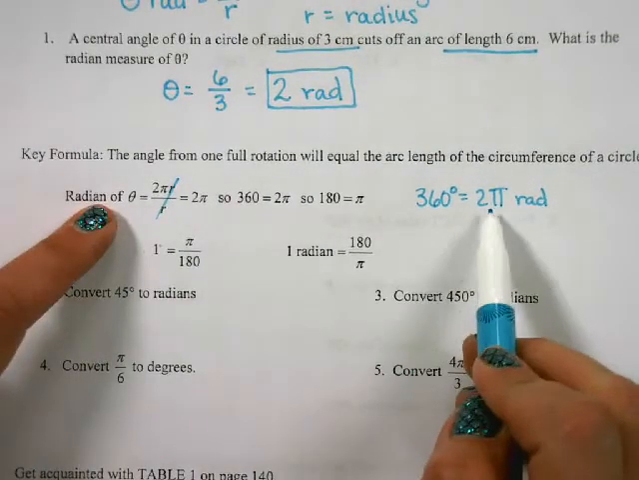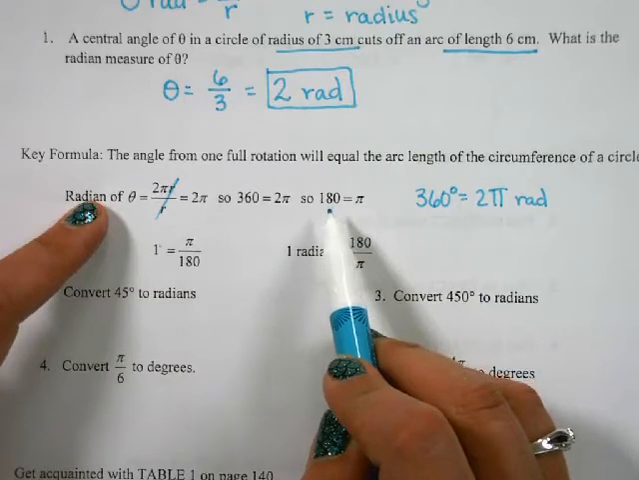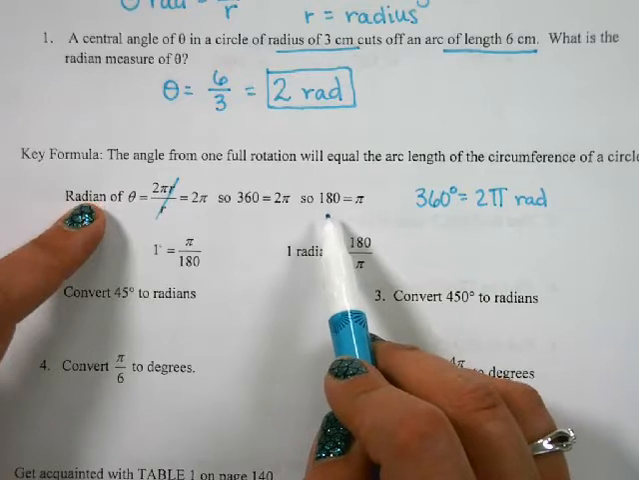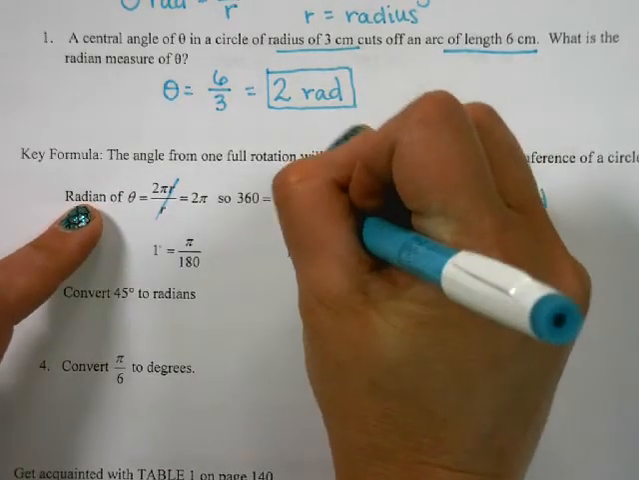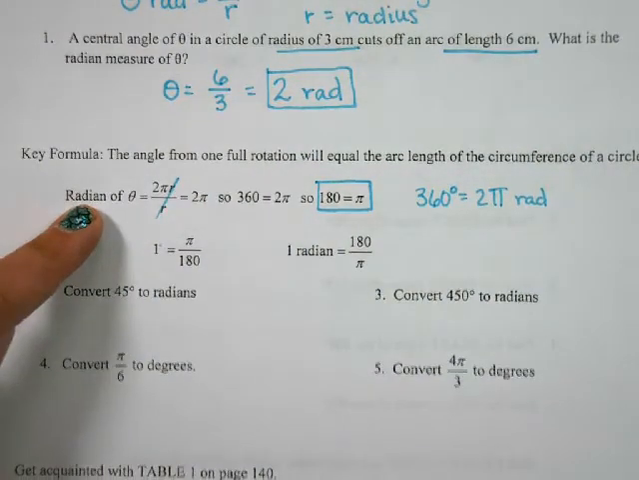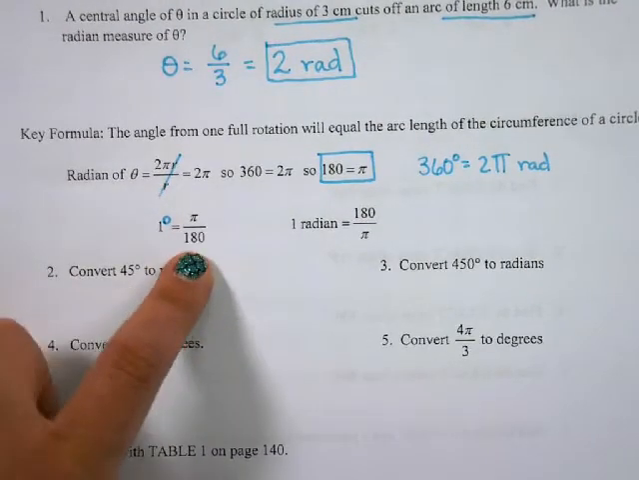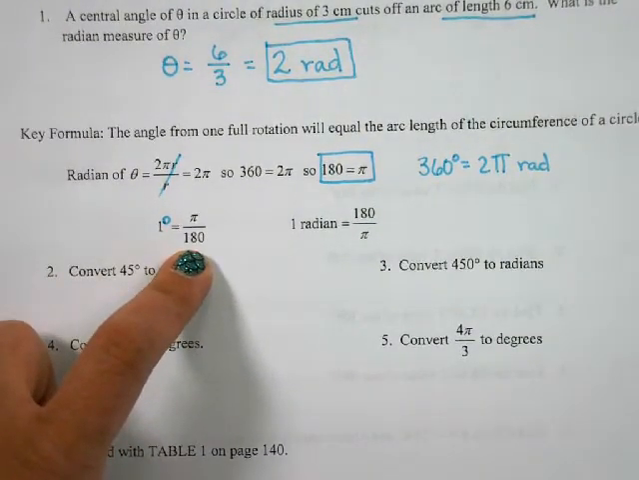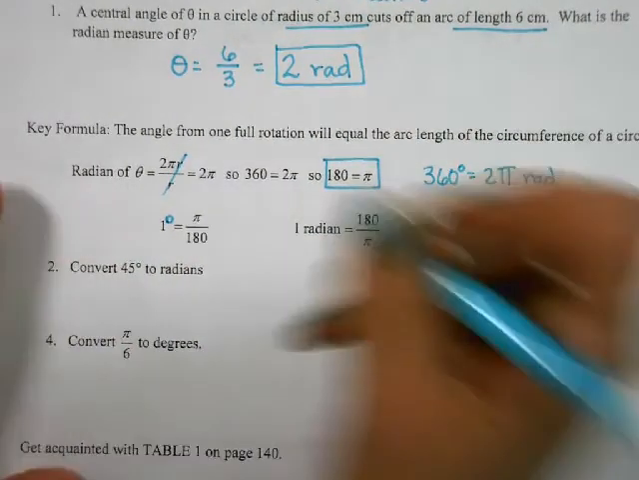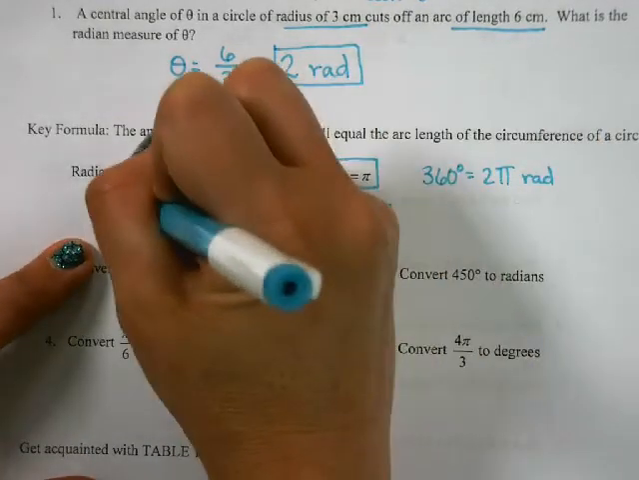So 1 pi radian, half of a circle, is equal to 180 degrees. Okay, now I can solve this equation right here for either 1 radian or 1 degree. So 1 degree is equal to pi divided by 180 degrees, or 1 radian is equal to 180 degrees divided by pi. I would put a box around both of those bad boys.